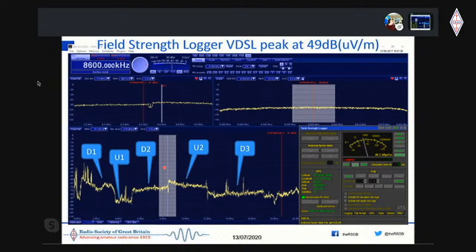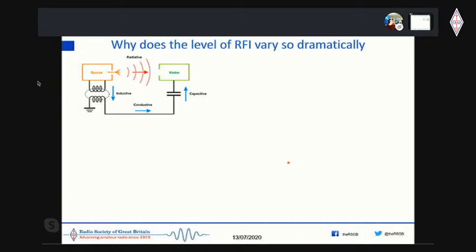So what we need to do now is to answer the question, why does the level of the RFI vary so dramatically between installations and between bands? To understand that, we have to realize that in order for RFI to happen, it has to have a way of coupling from the source to the victim. In this case, the source is a telephone wire and the victim is your radio receiver.